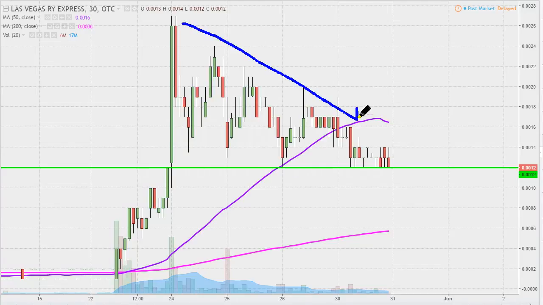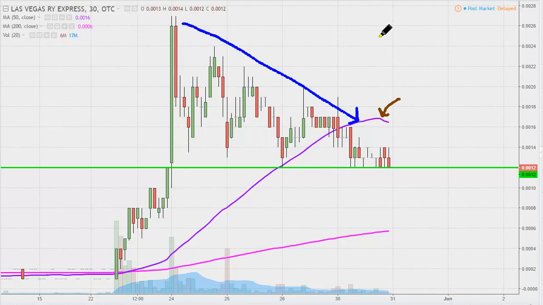But pullbacks do reach the point where it's like, okay, the price has pulled back enough. It's time to start to show some signs of strength, and the chart has really reached that point. 0012 has been doing a good job of holding, and you want to see it continue to hold as support. The first sign of the bulls returning is going to be in regards to the purple line right here, which is the 50-period simple moving average.